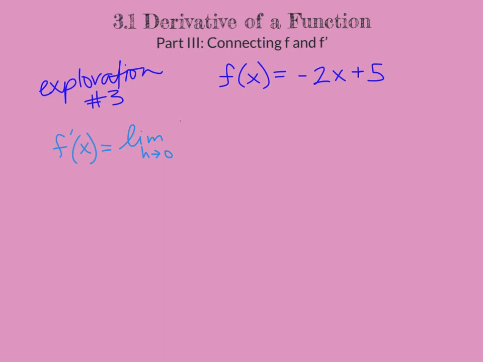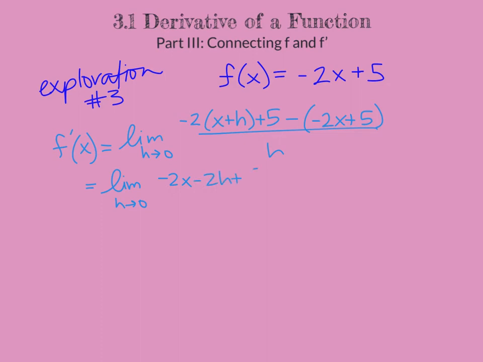So the first thing we're going to do is find f of x plus h, which is that. Then we'll subtract f of x, which is negative 2x plus 5, all over h. Because this function is just linear, there's not really a ton of algebra to do. We just have to be careful that we distribute negatives correctly. And again, everything without an h should end up canceling, which it does. We see that the negative 2x and positive 2x cancel, as well as the 5 and the negative 5.